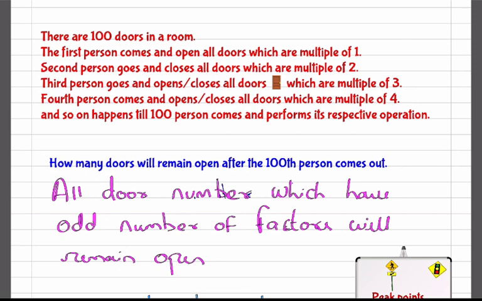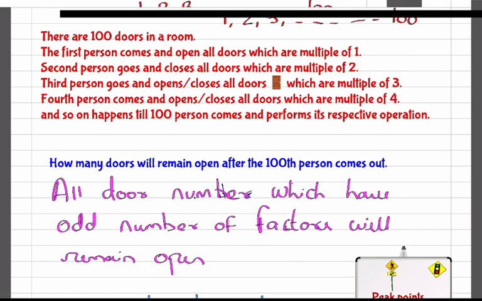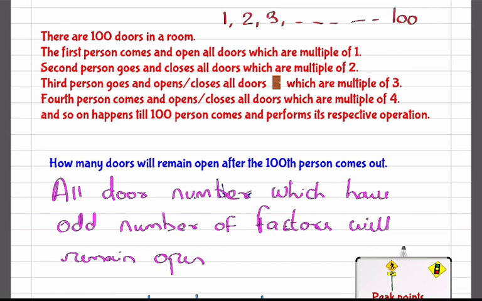He comes and opens all doors which are multiple of 1. So essentially he has opened all the doors, because if I say door number 1 is number 1, door number 2 is number 2, door number 3 is number 3, up to door number 100 is my number 100. So he has opened all the doors, because all of them are multiple of 1. Second person goes and closes all the doors which are multiple of 2. So door number 2 is closed, door number 4 is closed, door number 6 is closed, and then so on.